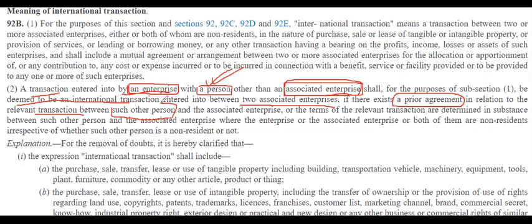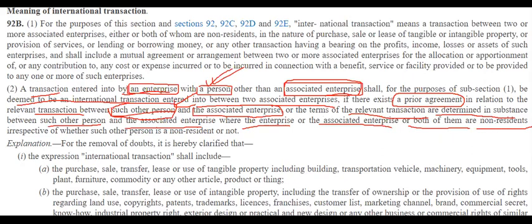between such other person and the associated enterprise, or the terms of the relevant transaction are determined in substance between such other person and the associated enterprise, where the enterprise and the associated enterprise, or both of whom, are non-resident.